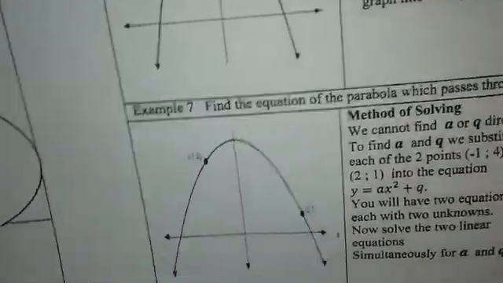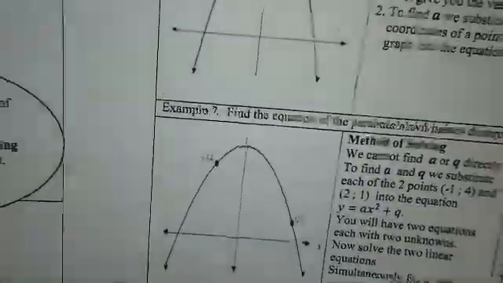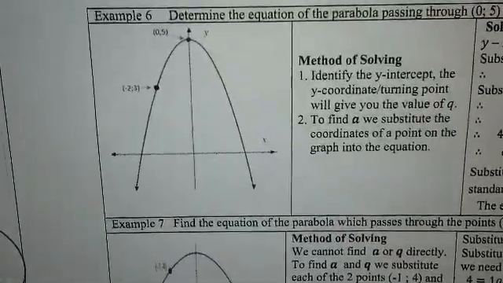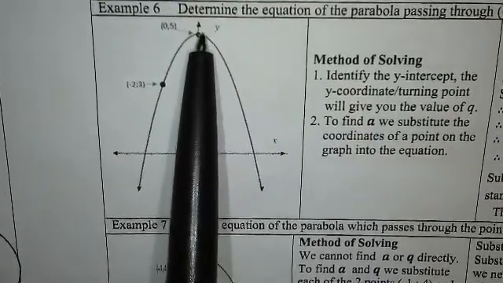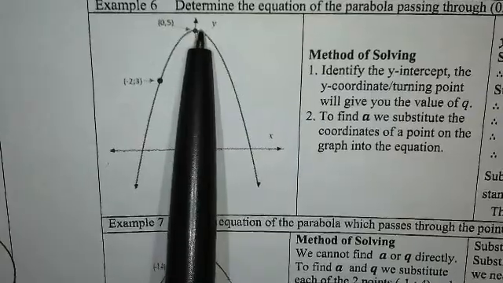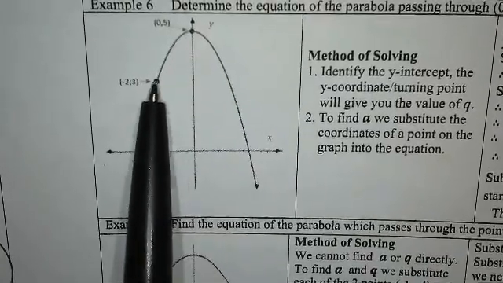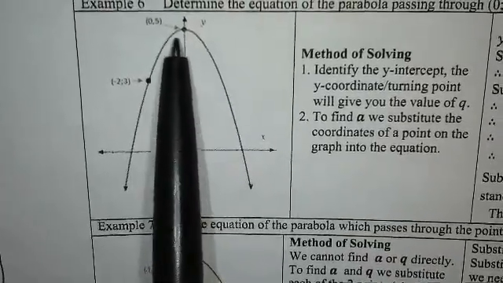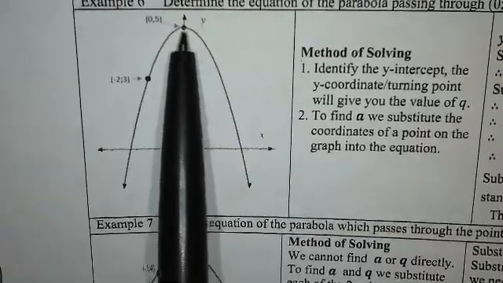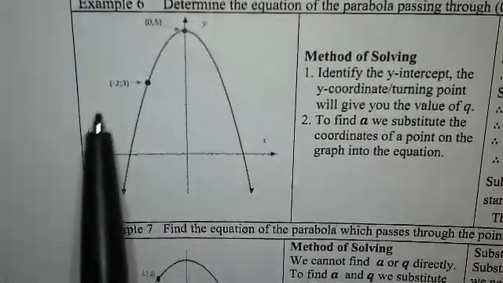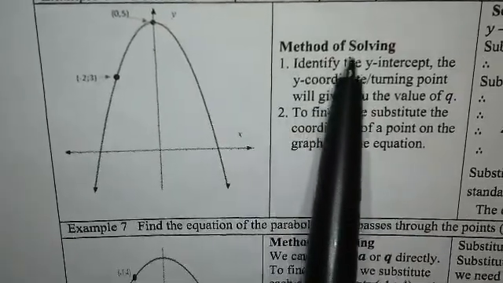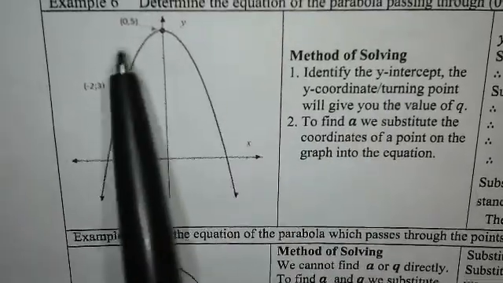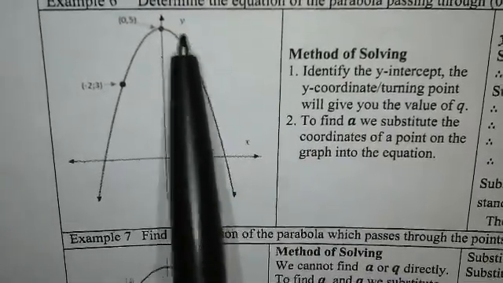So let's have a look at this next example. If you look at this example here, what is given? In this case, the turning point is given there. So it's (0, 5). You first identify the turning point, and then you look, that's another point. Okay, turning point, and that's the q value. This then will be your x and your y value. So what will you do first? Identify the y-intercept, or the turning point, that's (0, 5).